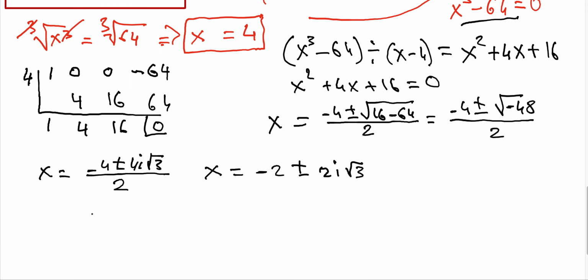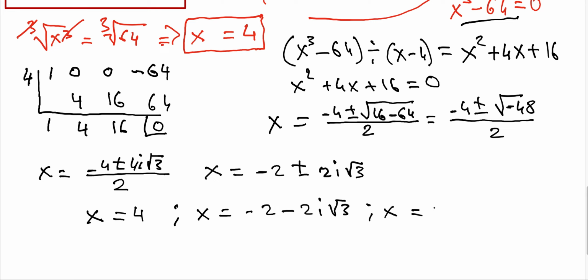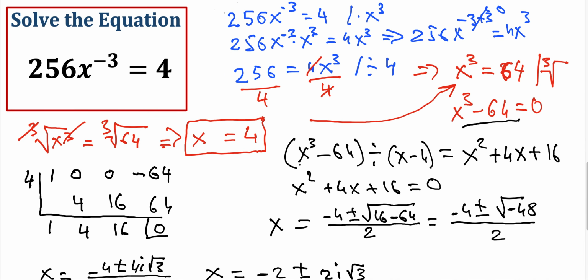So the solutions for the equation are going to be x is equal with 4, which is the real solution, and it has 2 conjugate complex solutions: x is equal with minus 2 minus 2i square root of 3, and x is equal with minus 2 plus 2i square root of 3. So those are the three solutions for this equation, 256 x to the minus 3 is equal with 4.